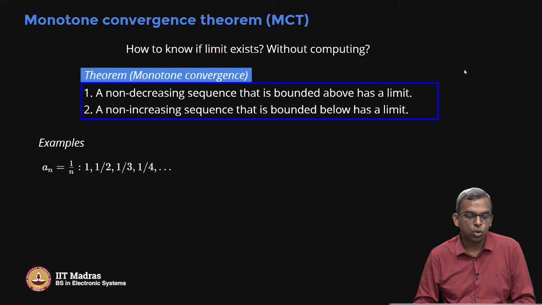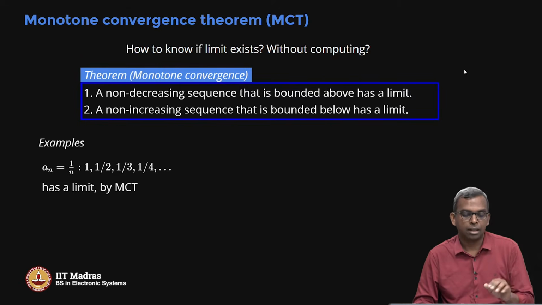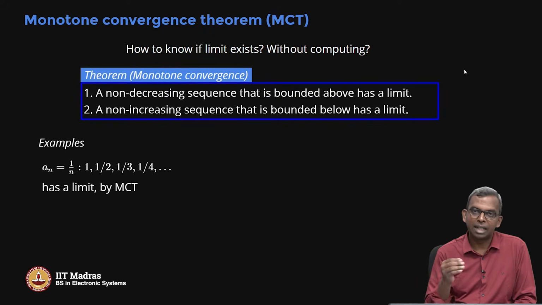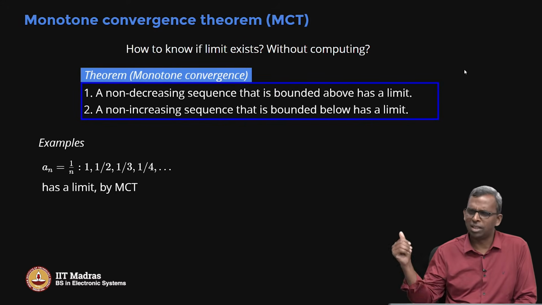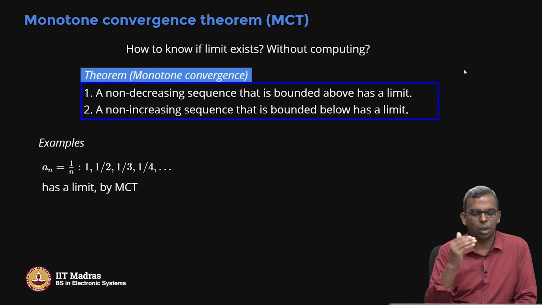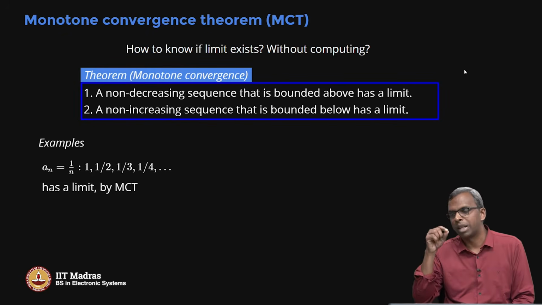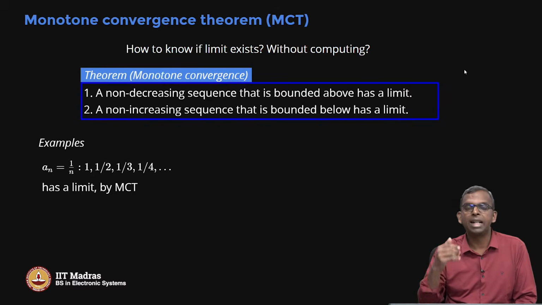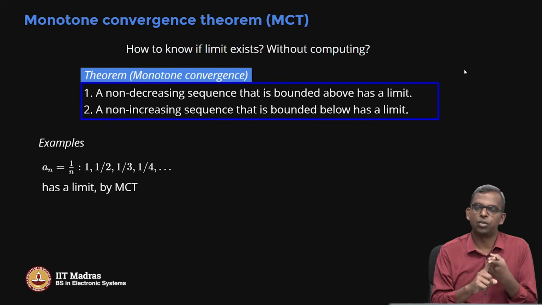It turns out it's true, because this sequence is a decreasing sequence. It is a non-increasing sequence. It keeps decreasing. You remember the plot of this I showed you, and you can also see 1, 1 by 2, 1 by 3, 1 by 4. It is always decreasing. Every value is below the previous value, and it is bounded below, meaning it has a lower bound of 0.